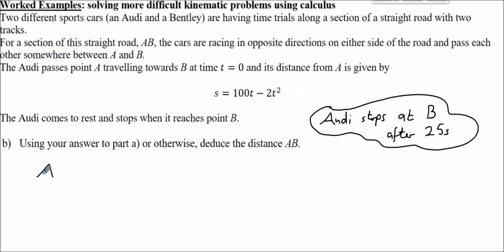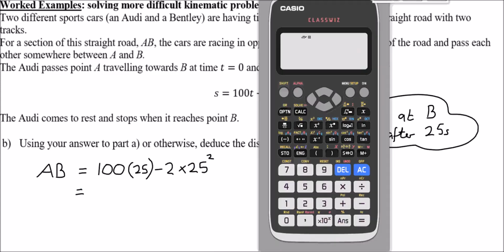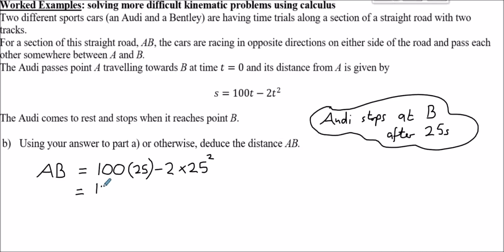And so AB, from A to B, actually no, I'll just leave it as AB. AB is 100 lots of when t is 25, so 100 times 25 minus 2 multiplied by 25 squared. So if you try this on a calculator, 100 times 25 minus 2 times 25 squared, you should hopefully see, like I'm seeing here, that the distance must be 1250 meters for this straight stretch of road AB.